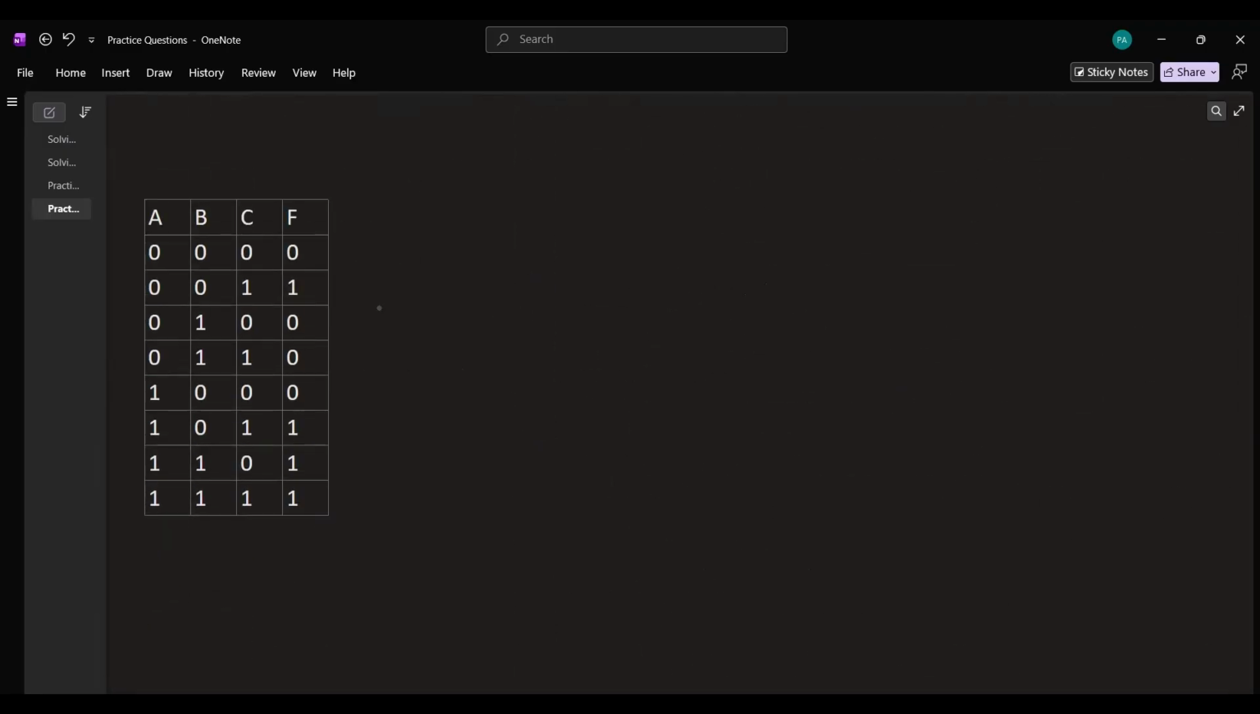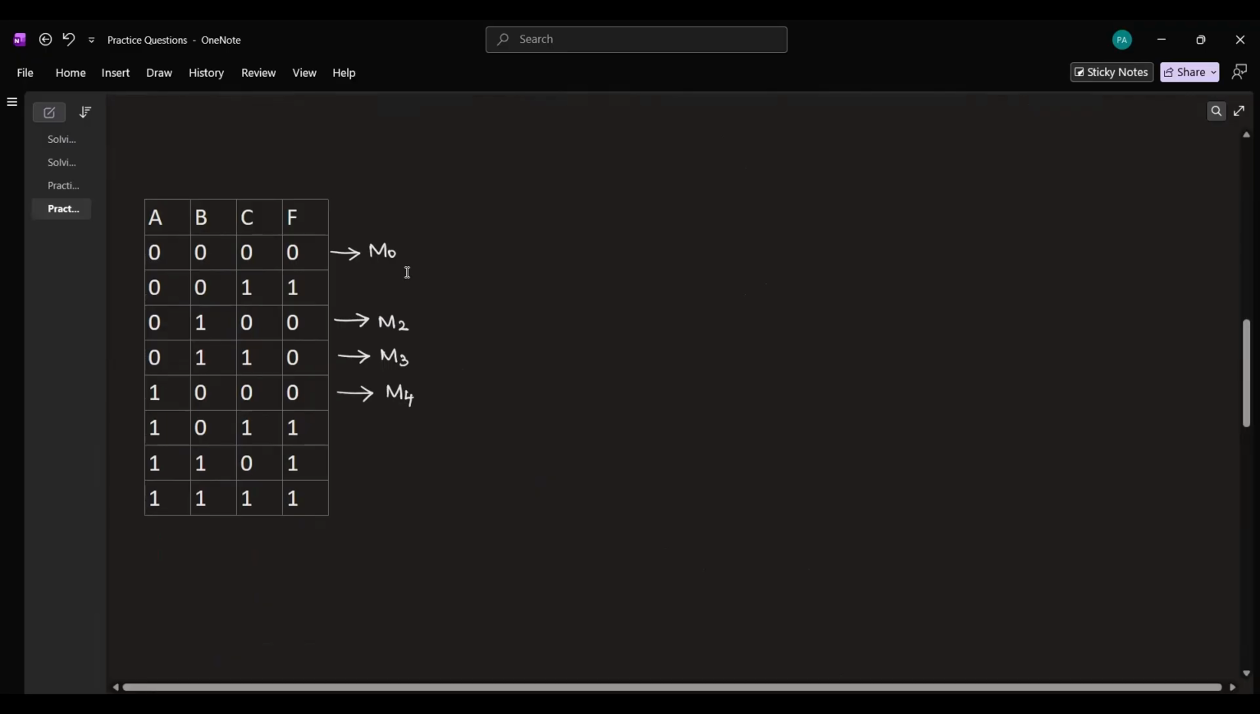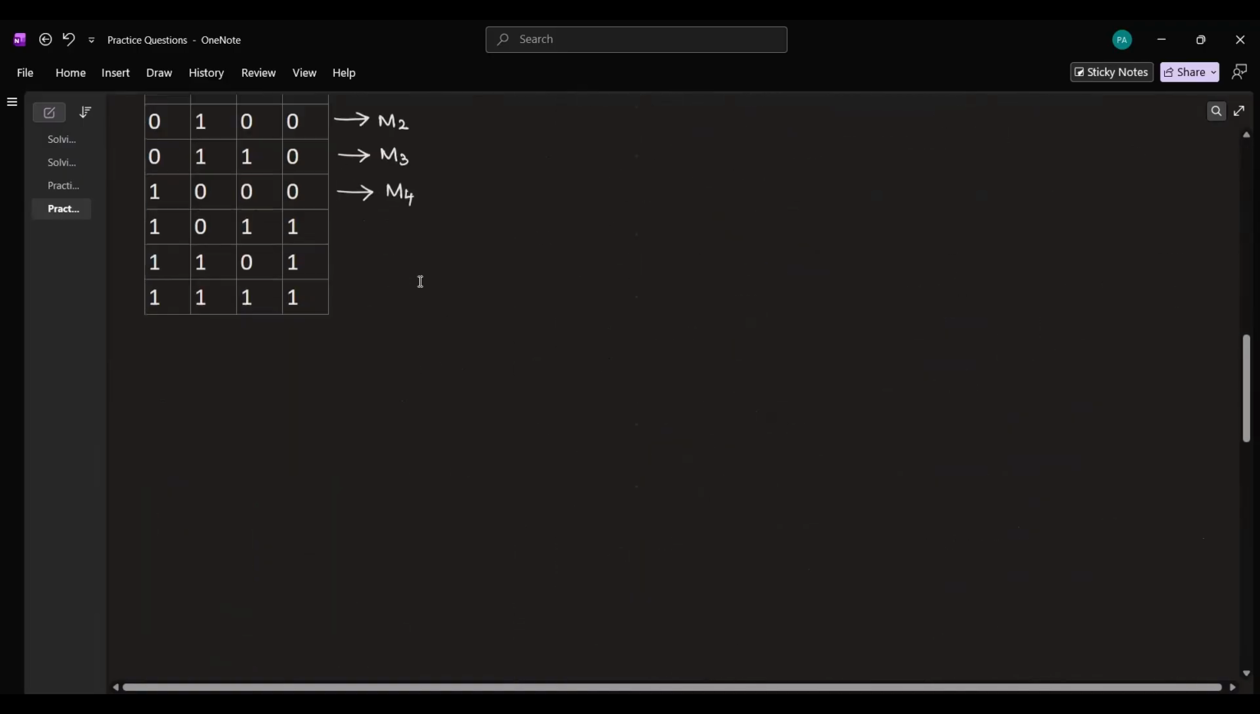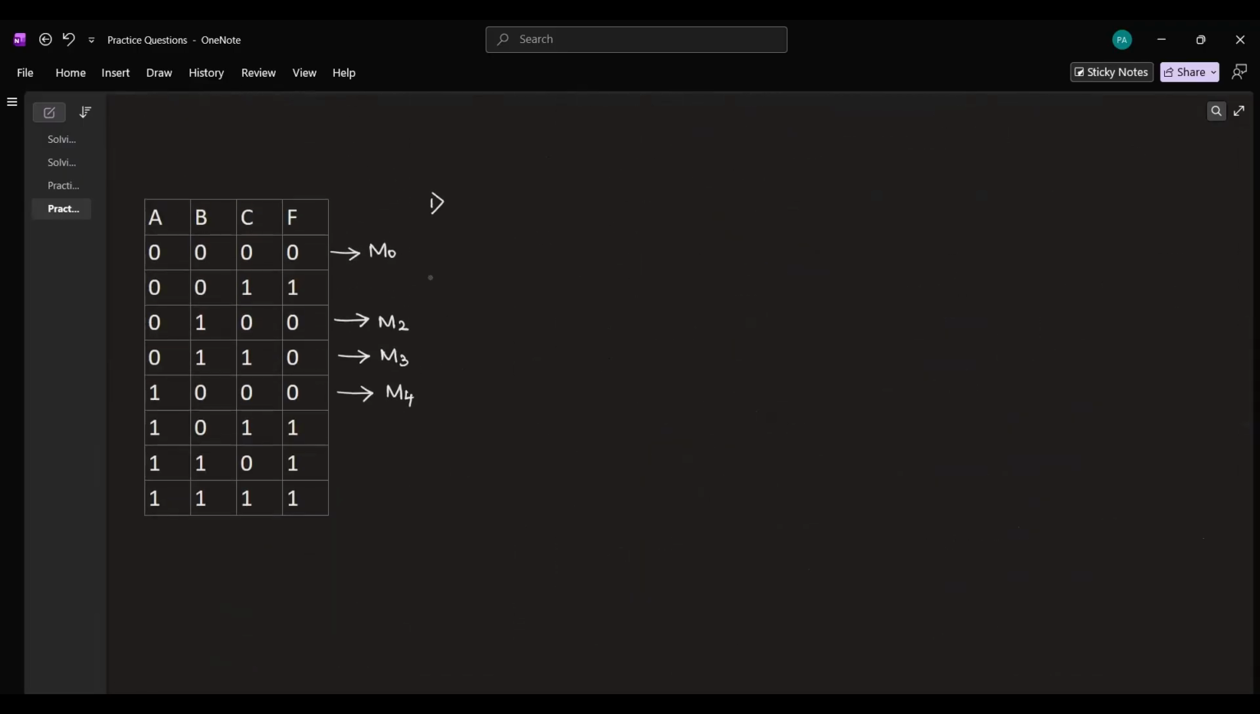Same drill. First of all, we need the max terms. So we have M0, M2, M3, and M4. Did I make a mistake in the first question? No, I did. Okay. Here, the first step is writing the equation. F is equals to A plus B plus C, since we are calculating only zeros. And then A plus B bar plus C. And then A plus B bar plus C bar. And finally, A bar plus B plus C.